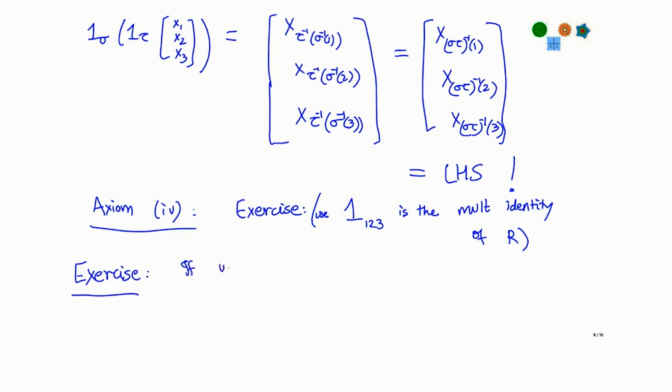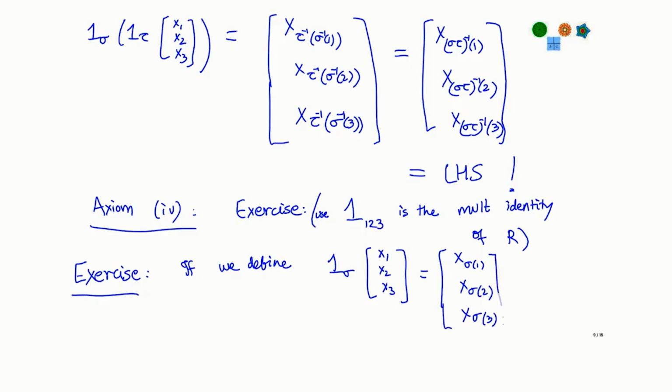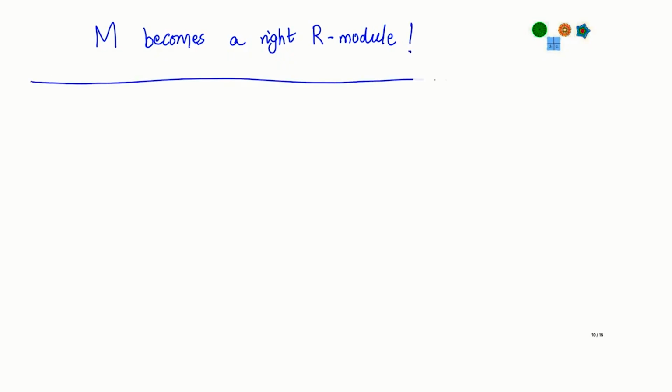And a little exercise again, if you didn't put an inverse there, if we define the action as follows: 1 sub sigma acting on x1, x2, x3 to be the same formula without inverses, x sub sigma 1, x sub sigma 2 and x sub sigma 3. If you did this, then what happens? Well, then M becomes a right module. Okay, so that's the interesting bit here.